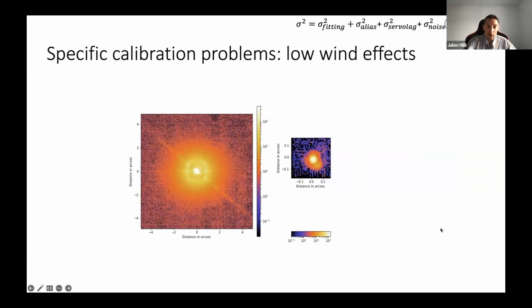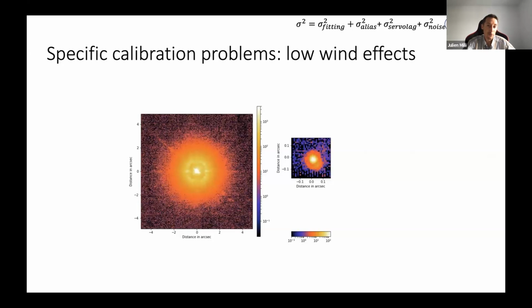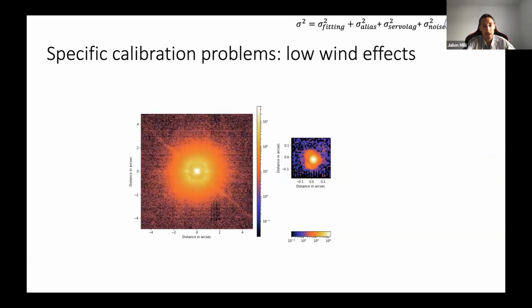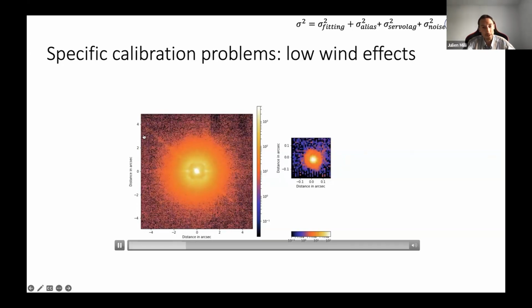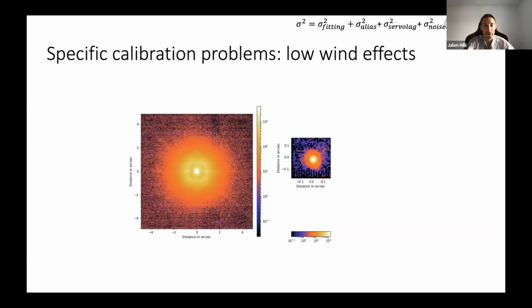The last point that I would like to make is that the low wind effect doesn't affect only the inner parts of your focal plane image close to the coronagraph, but you can also see in this movie that the spiders become apparent when you have low wind effects, and they tend to blink. So sometimes they're there, then they disappear, they reappear again.